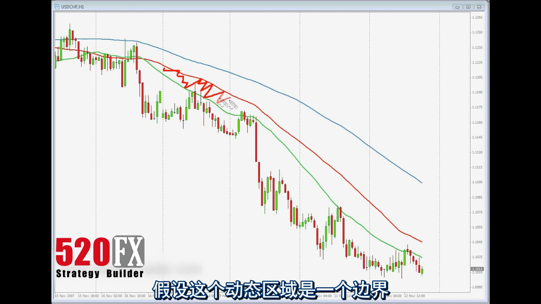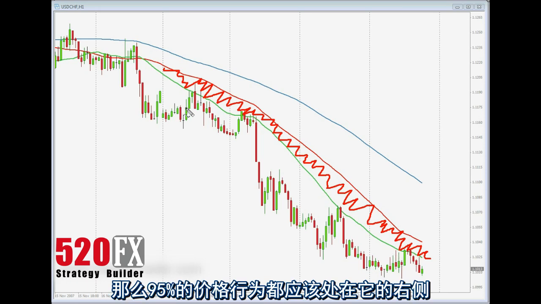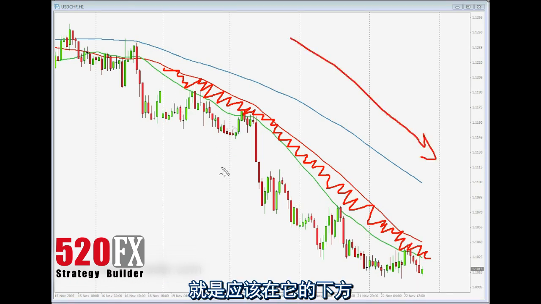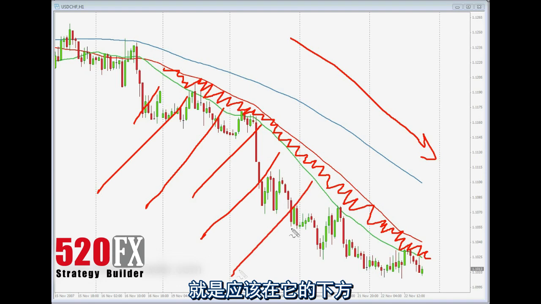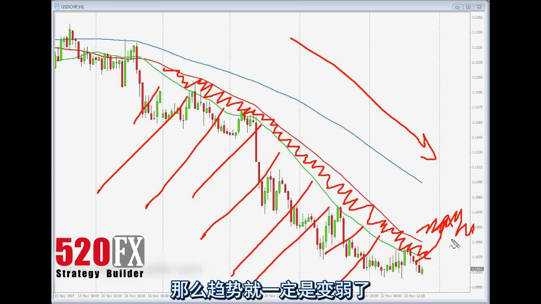Let's picture the dynamic area as a boundary, as a frontier. If the trend is still to be in place, price, or at least 95% of the price action, should be contained on the right side. In this case, since we are in a downtrend, it should be contained on the lower side of the dynamic area. As soon as we breach this area, as soon as we break above and we begin to have enough price action above this area, well, the trend is definitely weakening, or even finished.